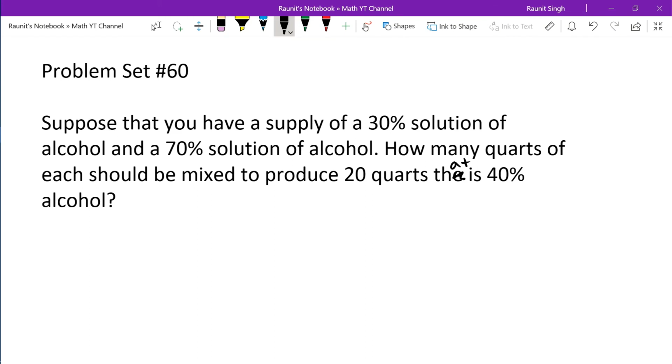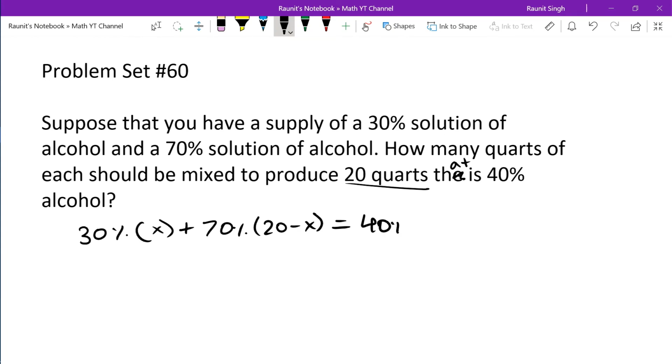So what we're going to do is 30%, and then we're going to have x because we don't know how much solution we need to mix in for 30% and 70%. But we know that the total is 20 quarts. So we're going to do 30% of x, plus 70% of 20 minus x, is equal to 40% of the 20 quarts.